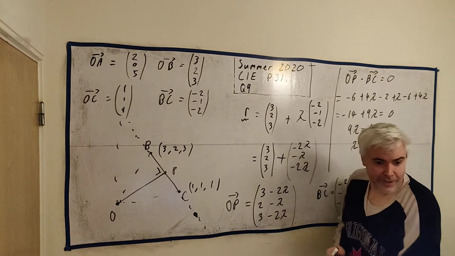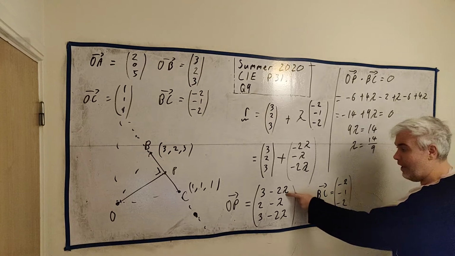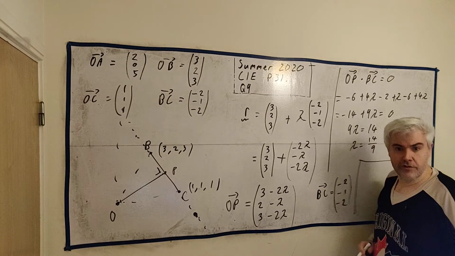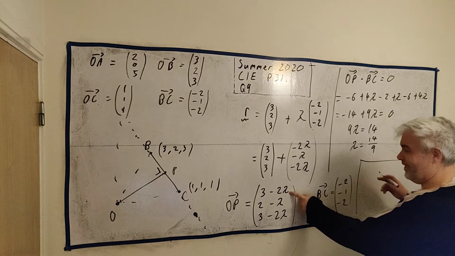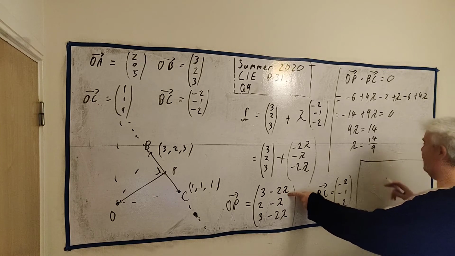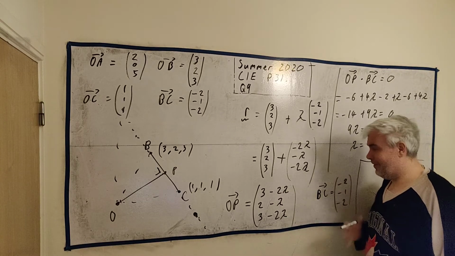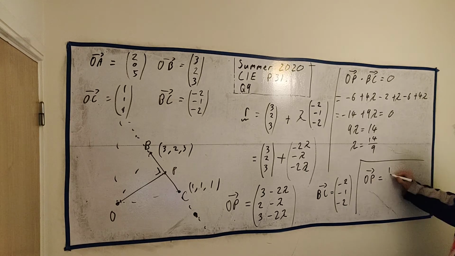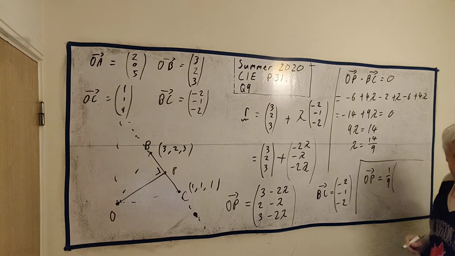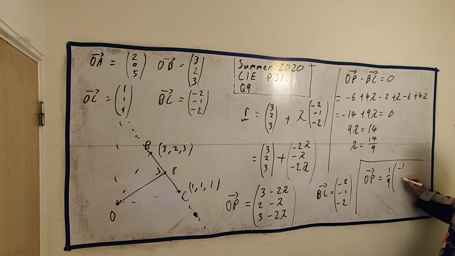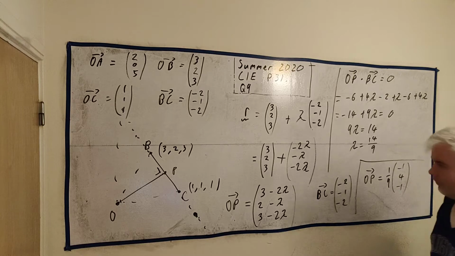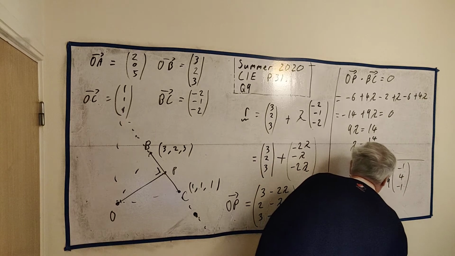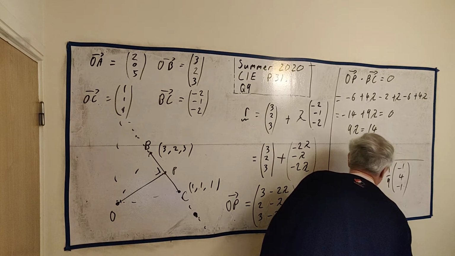We're actually looking for OP, or the length of OP. So we now know what lambda is. So let's put it back in here. I'll go ahead and cheat and use my answers, because I just put this in a calculator. I just put 3 minus 2 multiplied by 14 over 9. It'll do the fractions for me. So I get OP is equal to 1 over 9 multiplied by minus 1, 4, minus 1. So that's what I get OP to equal. And I still need to find out what the length of OP is.